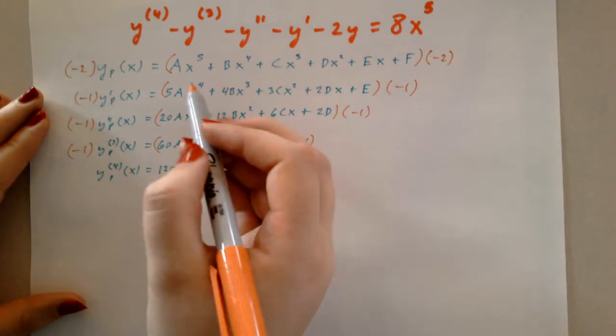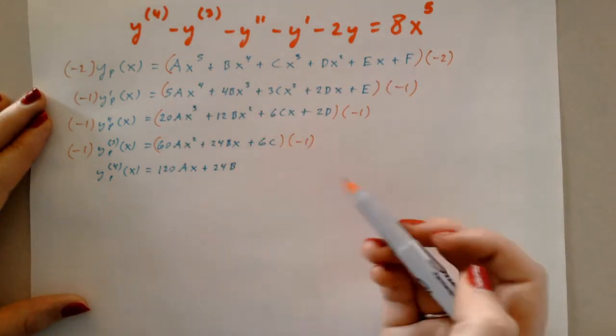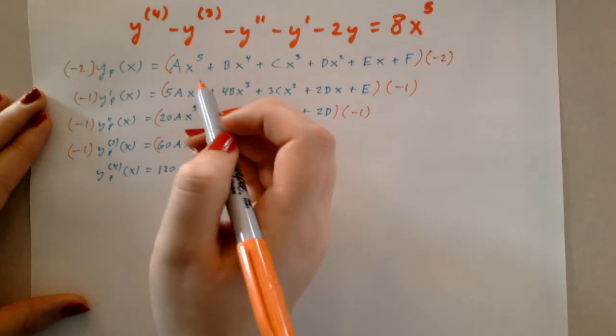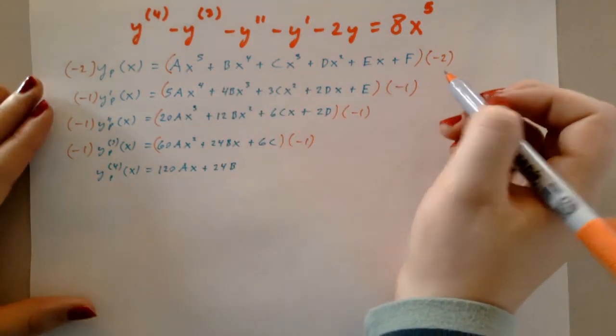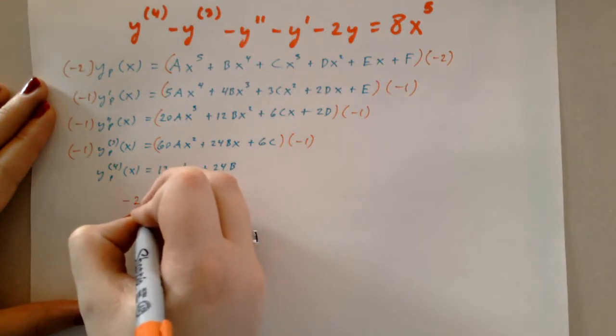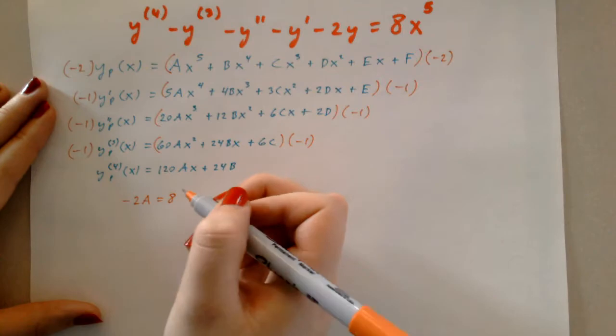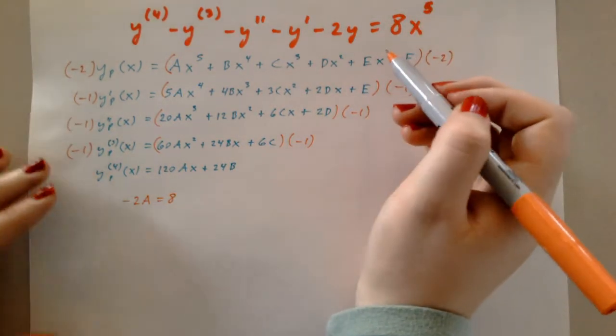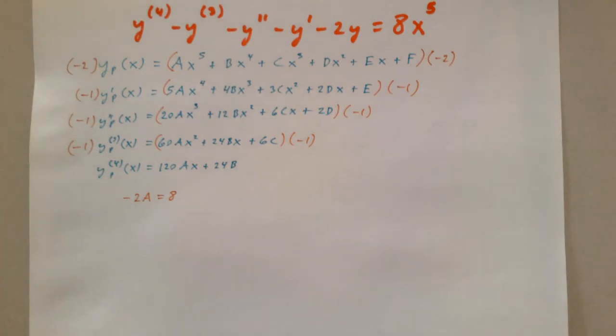So for starters, the only x to the fifth that we have in this entire equation is the one right here, the a x to the fifth term. Now we need to remember to multiply this by -2, so what we end up with is -2a needs to be equal to 8, so that we can end up with this 8 attached to the x to the fifth over here. Everything else is going to have to add up to 0.